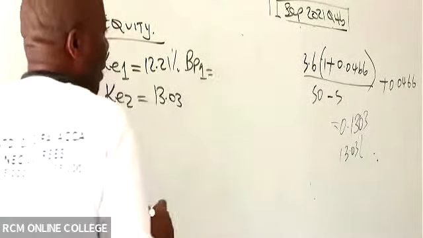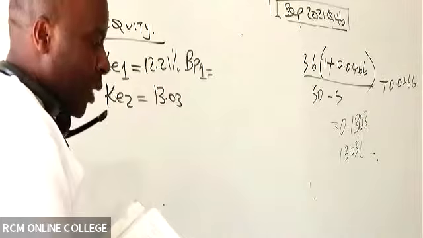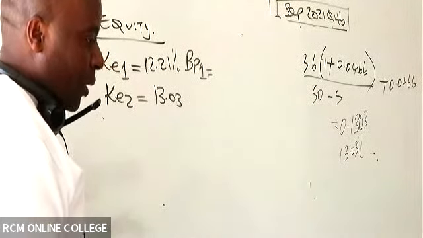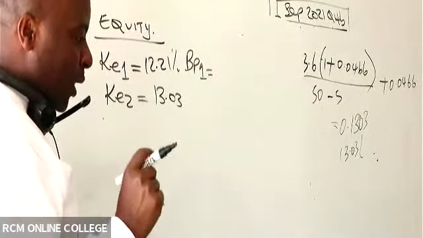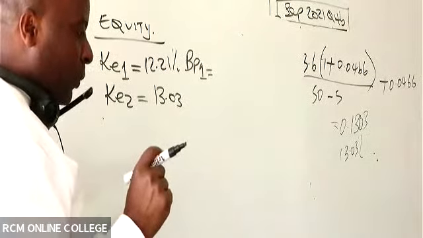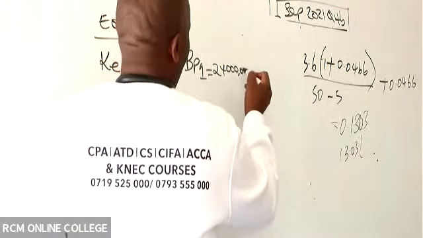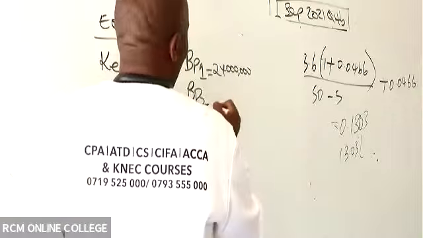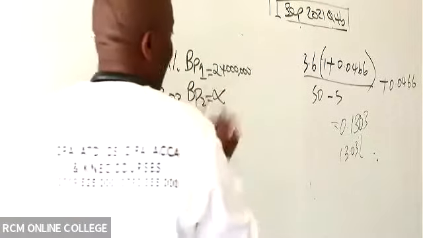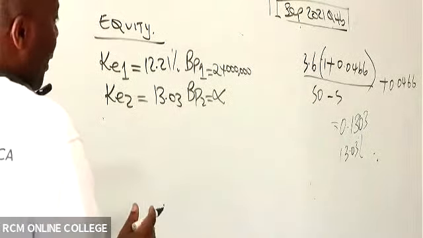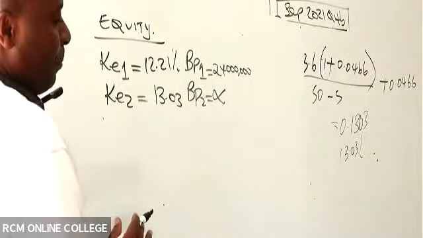So we have breakpoint 1 for equity. If you can remember, we have breakpoint 1 for equity. 24 million. How about breakpoint 2? We got breakpoint 2 under equity as infinity. You must do this summary. Everybody must write this summary.